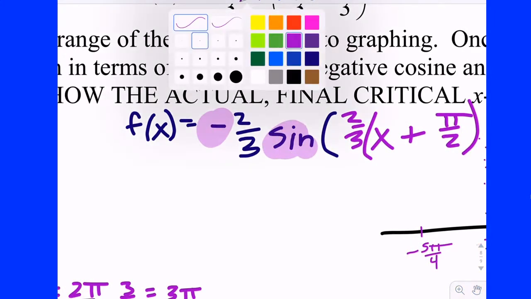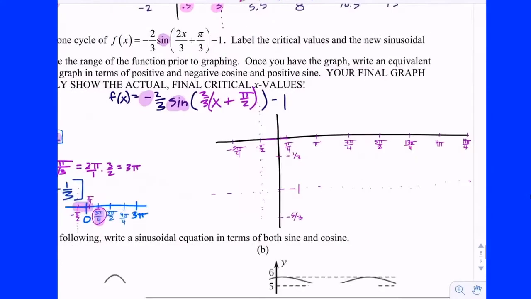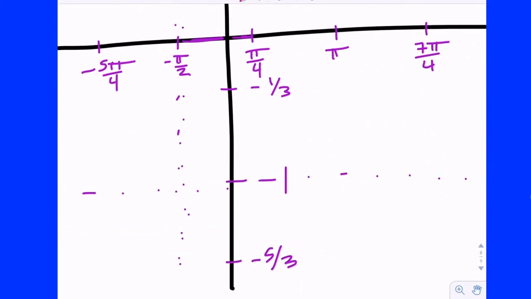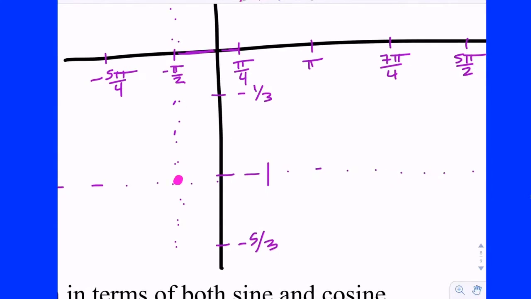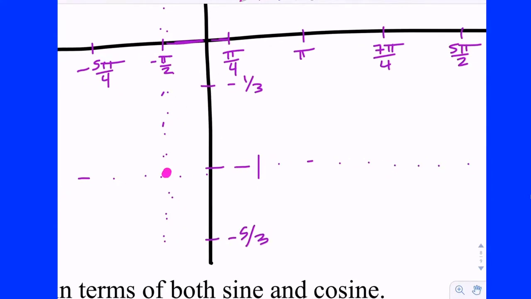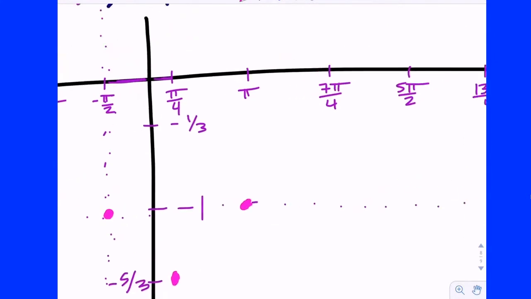So we need to start where? High, axis, or low? We need to start on the axis and head where? Down instead of up. So you come to the intersection of your x and y axis. There's your axis. And the next critical value going to the right is not high, but low. So that's going to be at, and I'm going to move my negative 5/3 over here to the other side so it doesn't interfere, right there at pi fourths, negative 5/3. And then I'm back to the axis at pi.